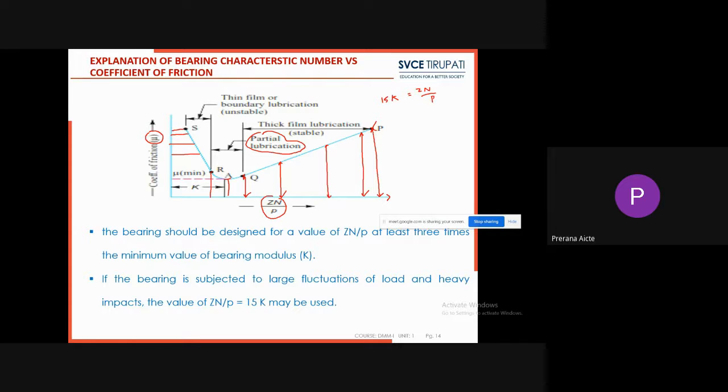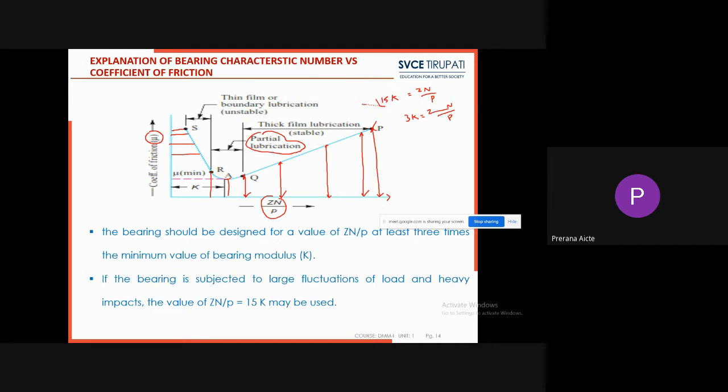If it is partial lubrication, that means only a minimum amount, the bearing modulus 3K is equal to ZN by P. It is very important: 3K is equal to ZN by P. Like that, we calculate the bearing modulus. K is called the bearing modulus. If it is the maximum value, 15K is equal to the bearing number. If it is the minimum value, 3K is equal to the bearing number. Clear? Based on the application or the given data, we calculate the bearing modulus value, but in your mind, just remember these two values.